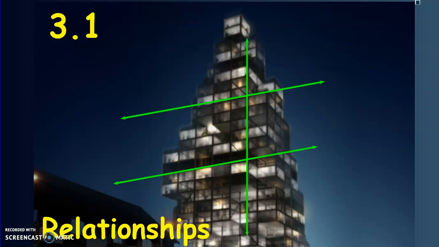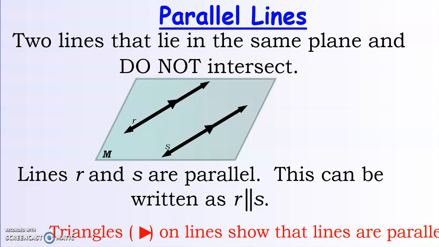All right, section 3.1 is all about relationships of lines. So we're going to talk about parallel lines, perpendicular lines, and skew lines. Parallel lines are two lines that lie in the same plane and do not intersect. For example, we have plane M here, and we have lines R and S, and they're parallel because they're never going to intersect or touch each other.